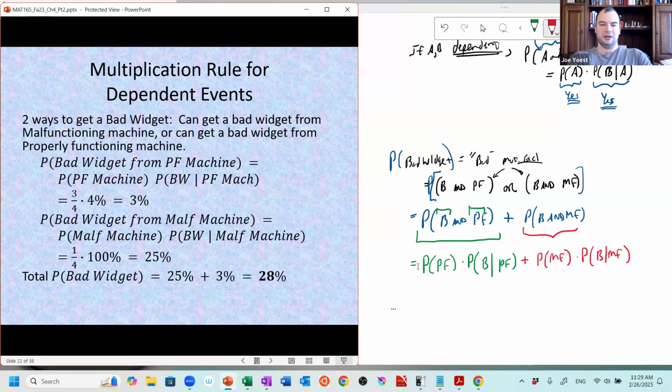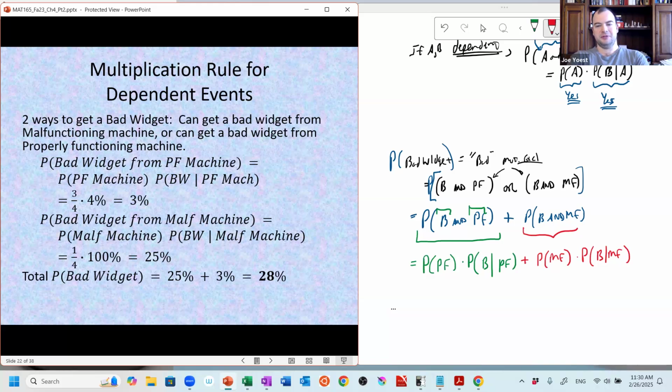And we can see from our first term here, the green one, that's 3/4. 3/4 of our widgets come from properly functioning machines times 4%, the probability of a bad widget given the widget came from a properly functioning machine, or that's 3/4 of 4% is 3 percentage points.